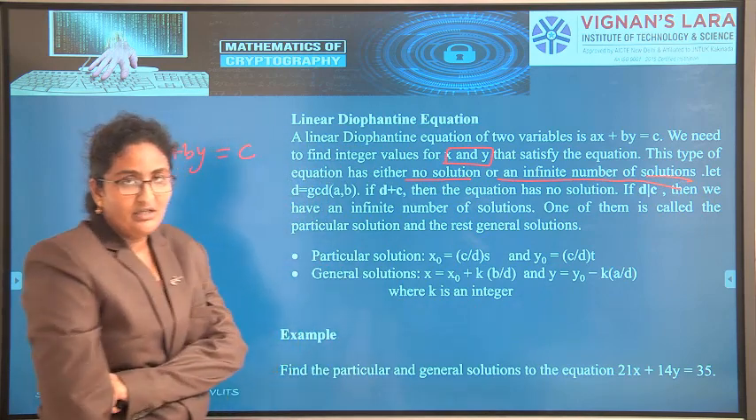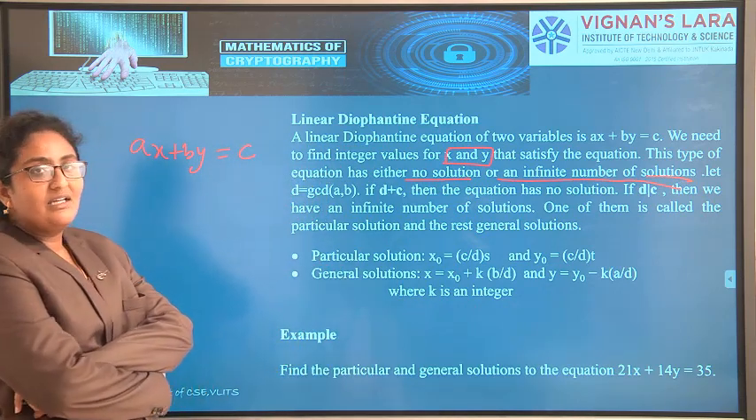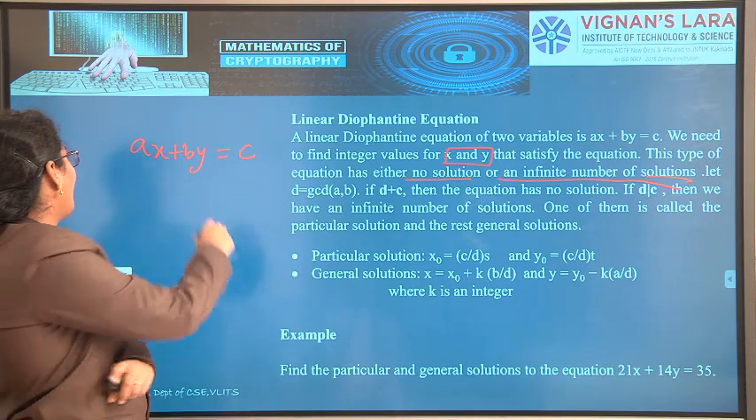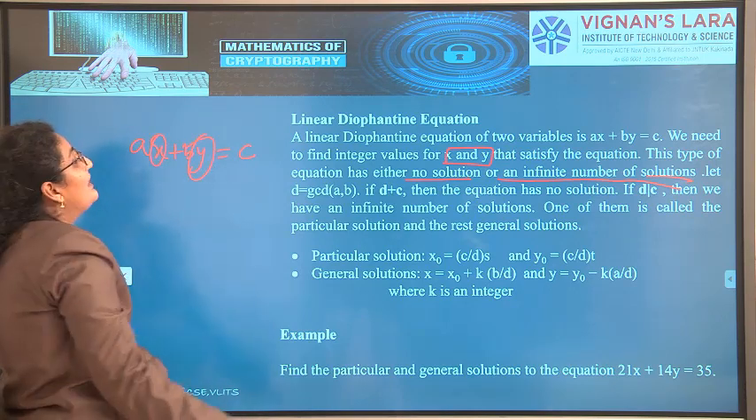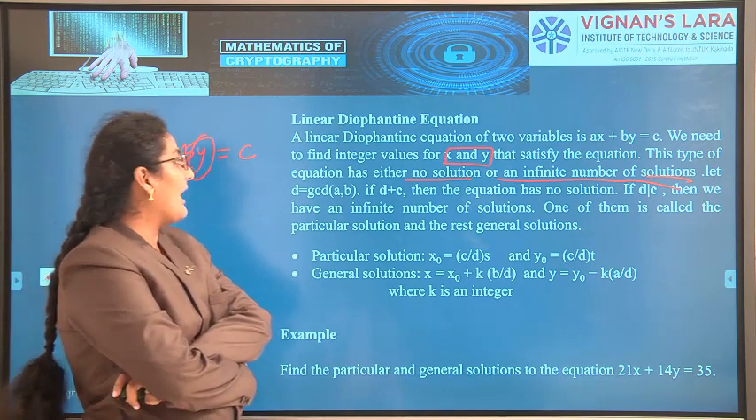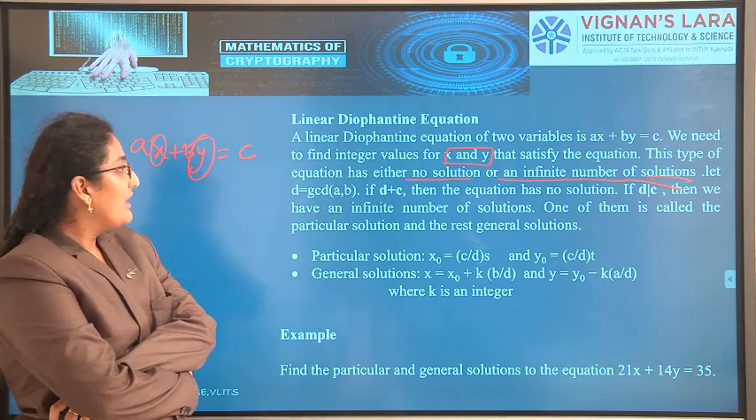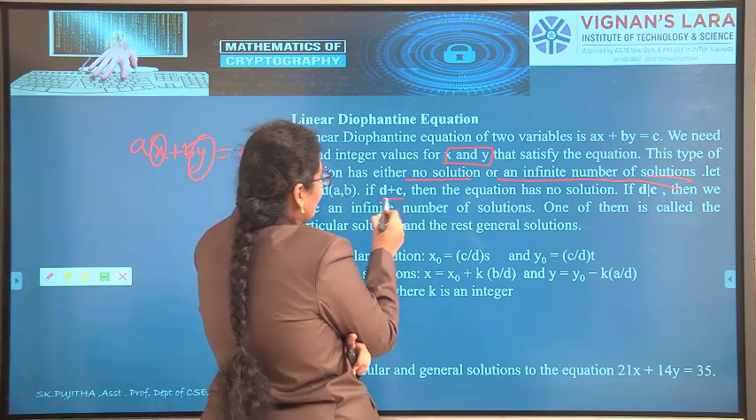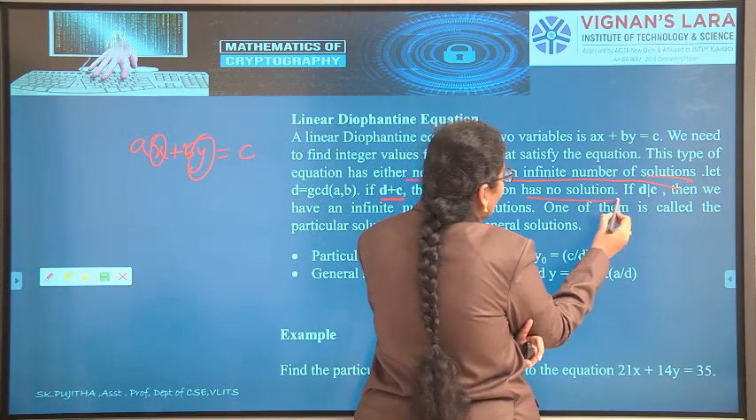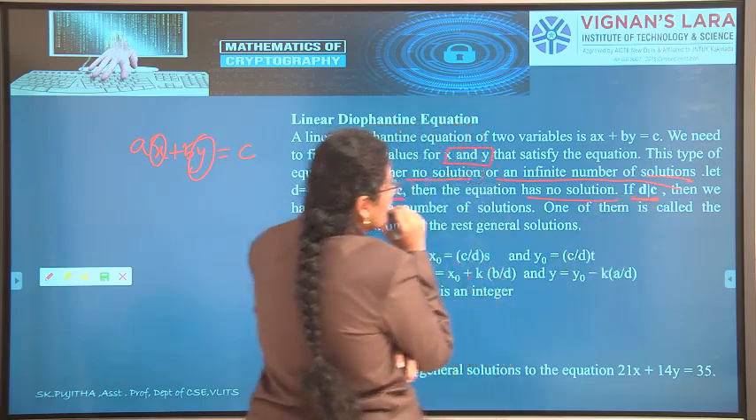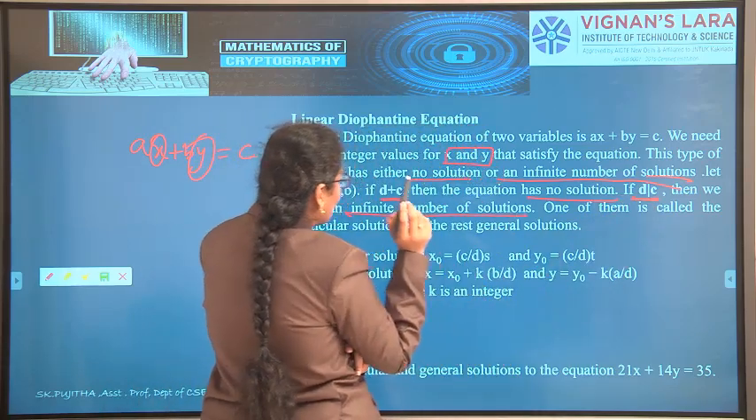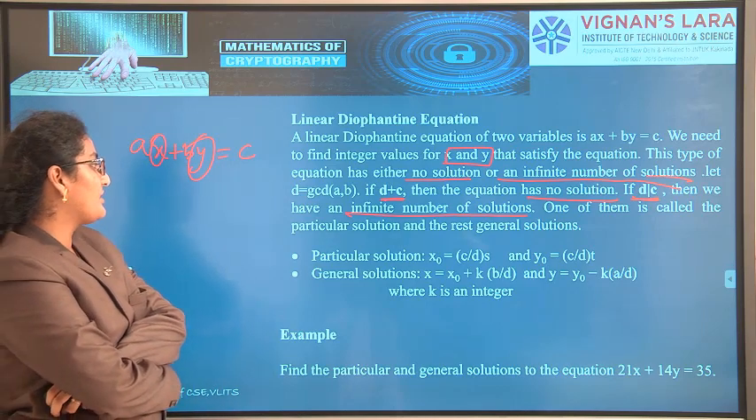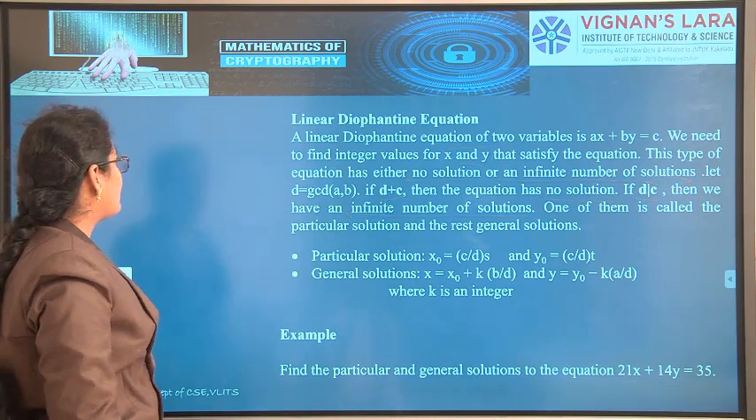What are the points you need to remember? A linear Diophantine equation is nothing but ax plus by equal to c. Here you need to find the x value and y value. These types of equations will have either no solution or an infinite number of solutions. If d does not divide c, it will have no solution. If d divides c, it will have an infinite number of solutions. So either it can have a particular solution or a general solution.